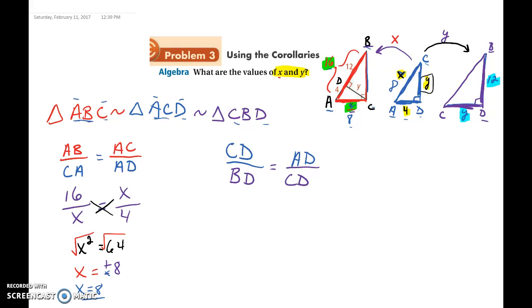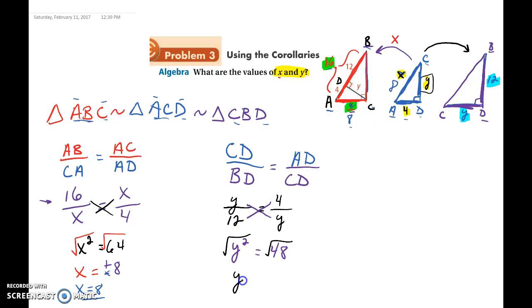Then I fill in the information. CD was equal to y. BD was equal to 12, so it's y over 12 is equal to AD over CD, which is 4 over y. Same thing as before, we only have one unknown, y, and when we cross multiply, it's going to be nice because we get y squared. We already solved some problems like this as well. So y squared is equal to 48. From here, we will take the square root of each side.